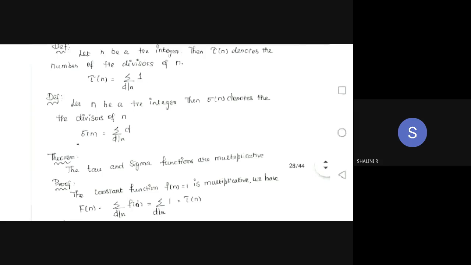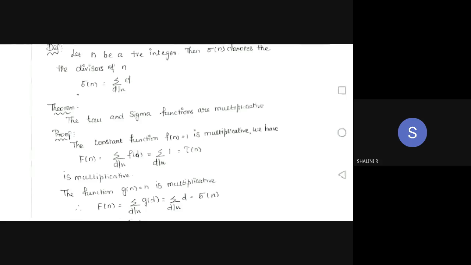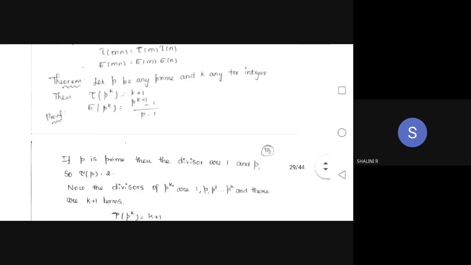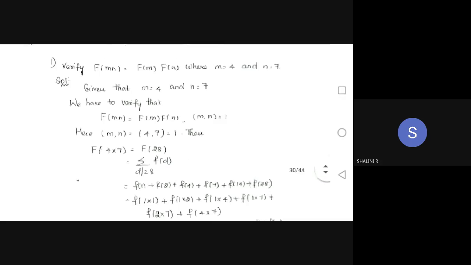We have proved that the tau and sigma functions are also multiplicative. And we also solved some problems based on the tau and sigma functions, which are applications of these functions.